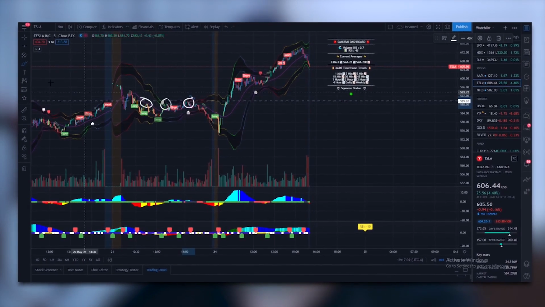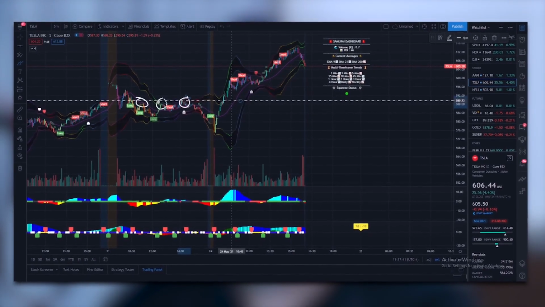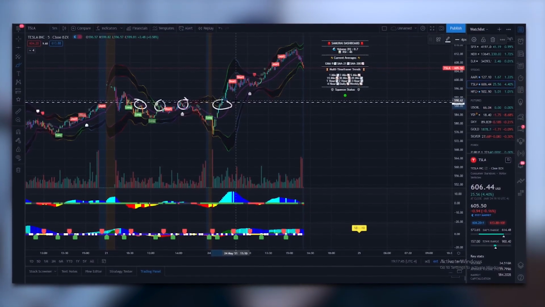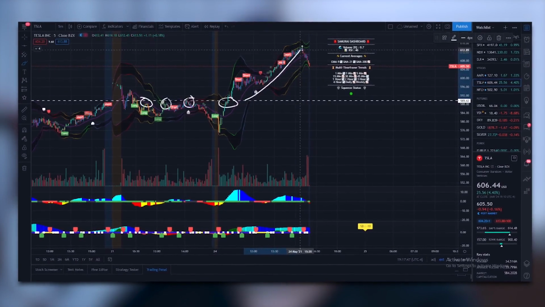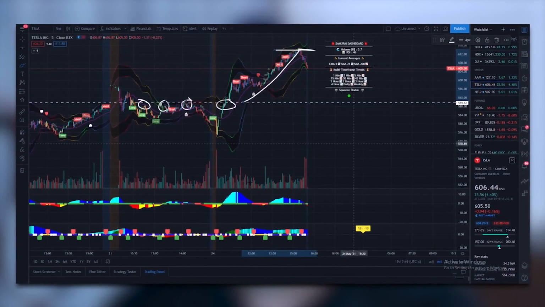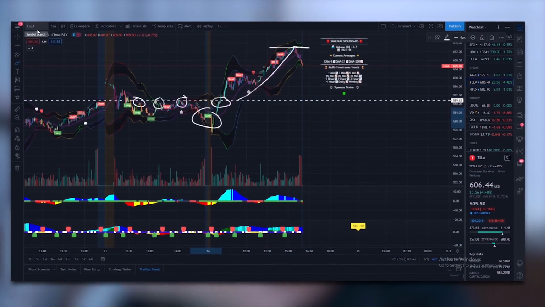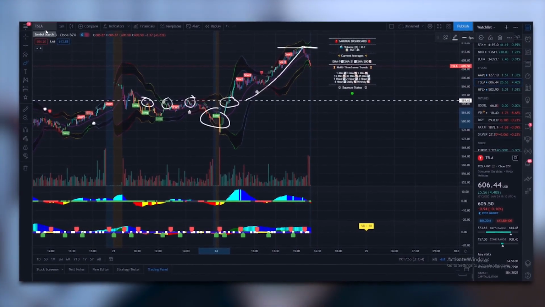And then you could see when it broke this 589 level, the previous day's resistance, the stock went from 589 all the way to 615, right? You can see the algo called long. So that's how you can use resistance breaks to the upside. Now let's check support breaks.